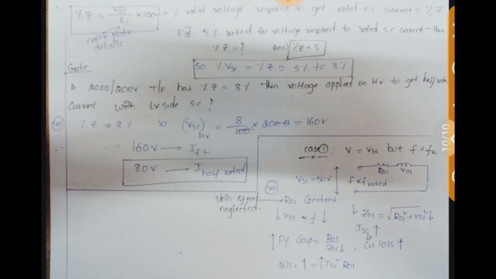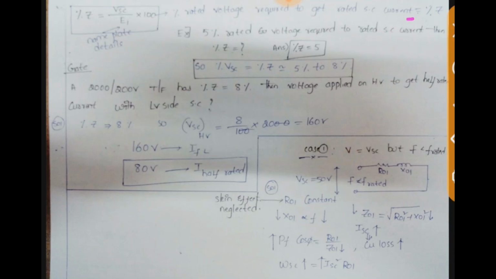Now take a question: a 5% rated voltage is required to circulate rated short circuit current, then what is percentage Z? See what it is telling: 5% voltage is enough to make 100% rated current flow. Then this 5% is called percentage Z.